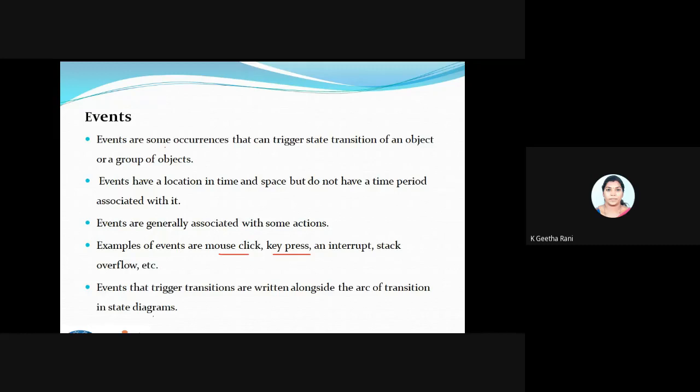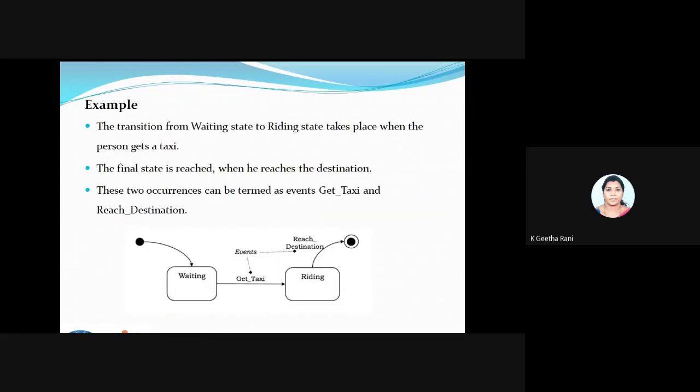So how do you represent this event in your diagram? I'll be writing the event along with my arc of transition. You can see an example here for an event. I've taken the same example, the person waiting for a taxi and riding in it. These two are my events. There are two occurrences. The first one is get taxi. The second occurrence is reach destination. These are the two events I'm going to write in this diagram.